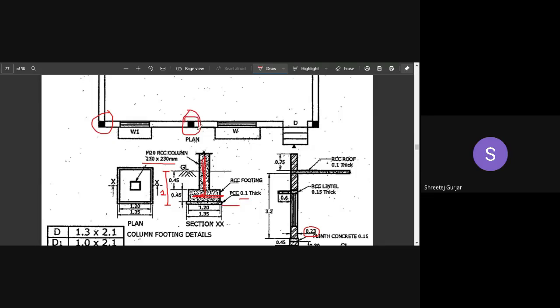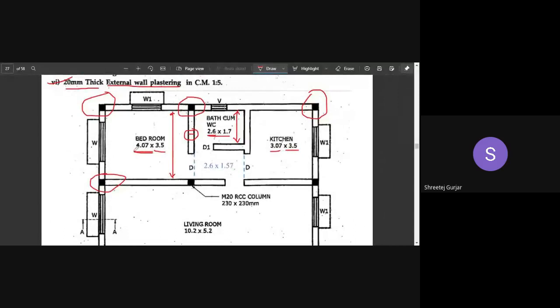If we provide a column which is larger in size, what will happen? You will have protrusions like this inside your room. To avoid that, you provide a column which is exactly the size of your wall thickness. It can be larger in length, but the thickness is always similar to your wall thickness, so that it is flush with your wall. So this is 230.